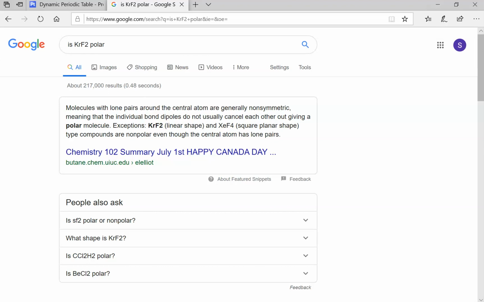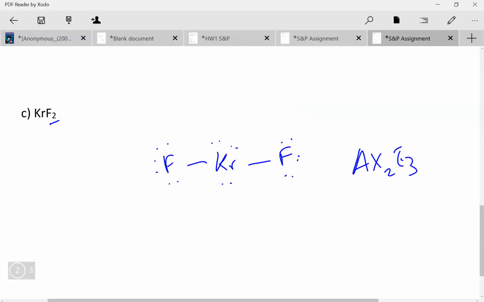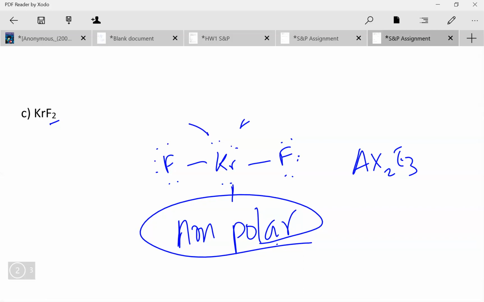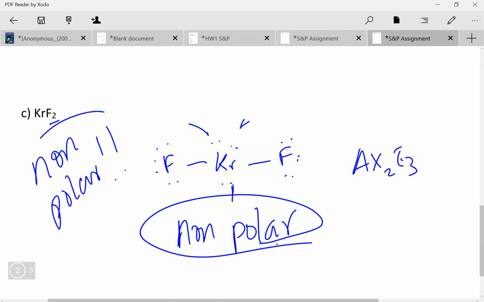Oh, exceptions, KrF2. It is actually nonpolar because the lone pairs do end up canceling out. Again, we'll talk about this in class when we bring up the assignment. Where was I? So this is actually a nonpolar molecule because these three lone pairs kind of cancel each other out, just like three bonds in this shape would, and these two bonds cancel each other out. So again, the square planar and the linear do in fact yield nonpolar compounds. So again, exception, nonpolar, exclamation mark, exclamation mark.